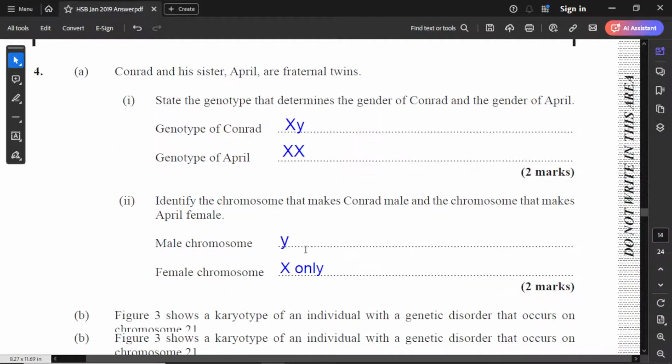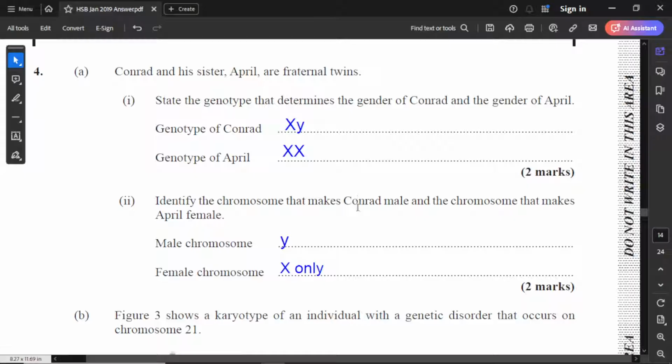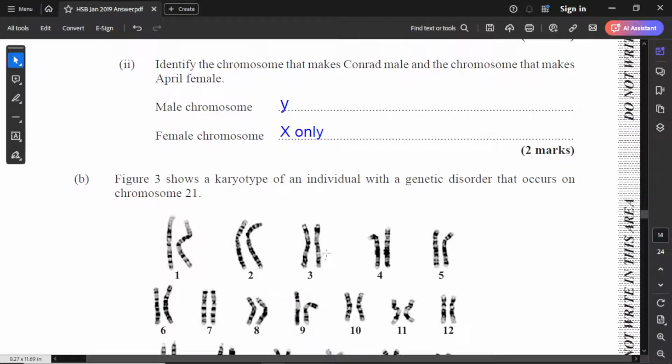And then part 2 says identify the chromosome that makes Conrad male and the chromosome that makes April female. And of course, at this point, you'd realize that our chromosomes are gender-based. That determines our gender already. And so the male chromosome is definitely Y. So you must have a Y to be a male. And if you're a female, you can only have what? X chromosome.